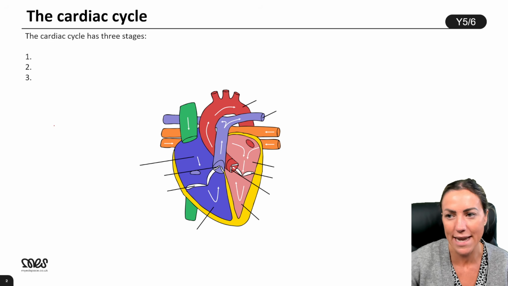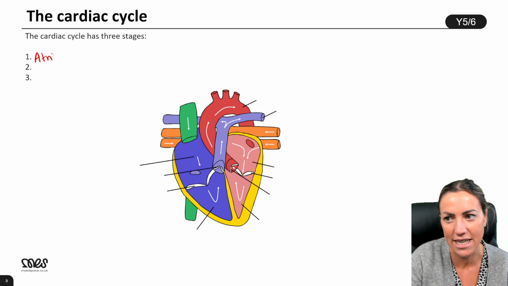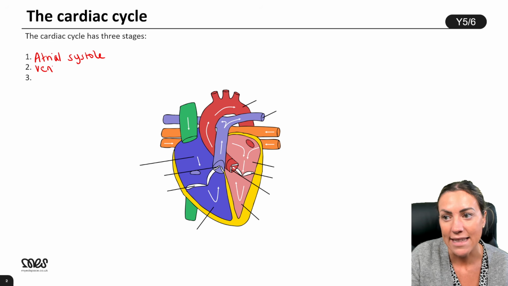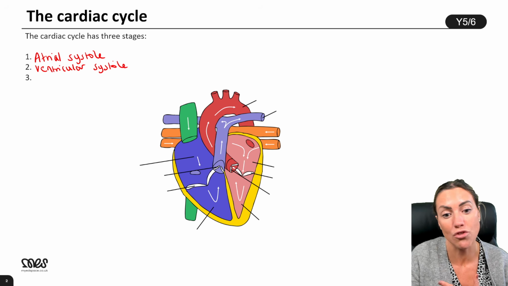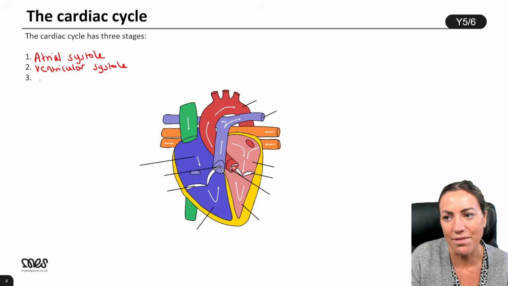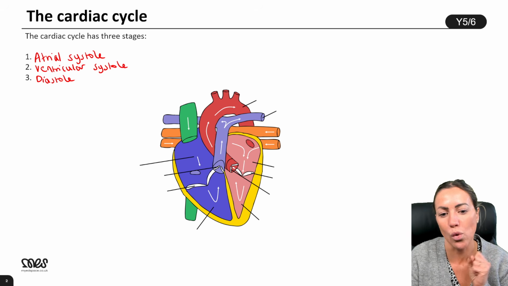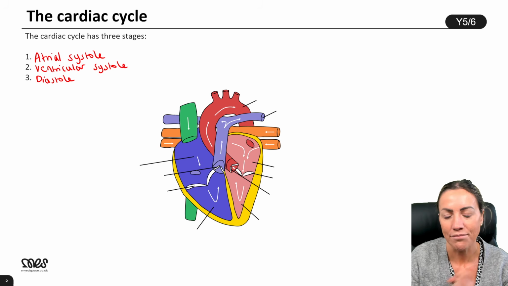You should be able to name them. So the first stage is atrial systole. And remember, systole just means contraction, right? So atrial systole is when the 2 atria contract simultaneously. Then we've got ventricular systole. So the 2 ventricles contract simultaneously from the apex, or from the bottom upwards. And then we've got diastole. Diastole just means relaxation, so all chambers relax at the same time. They're the 3 stages.